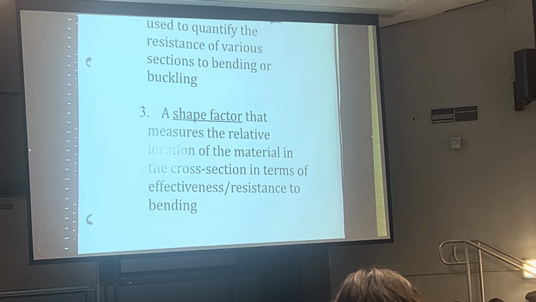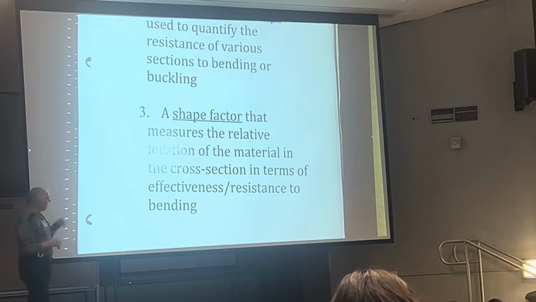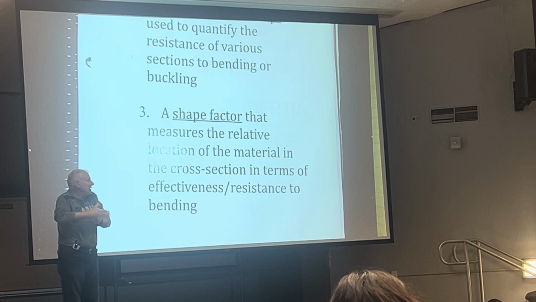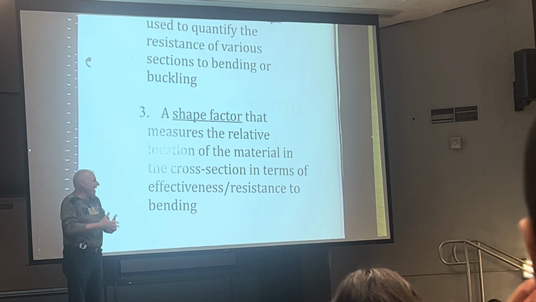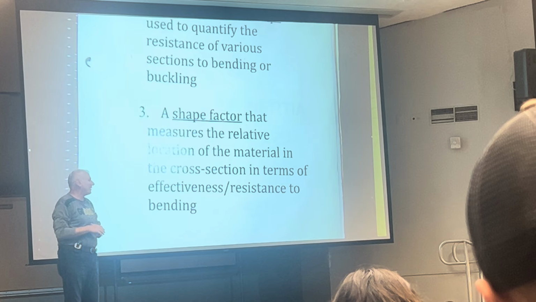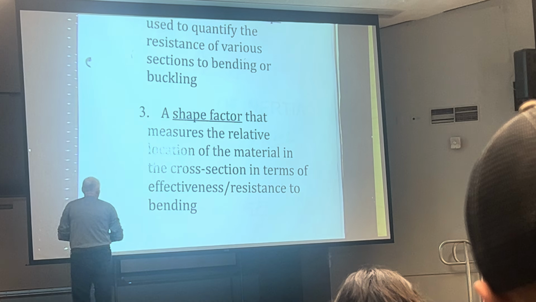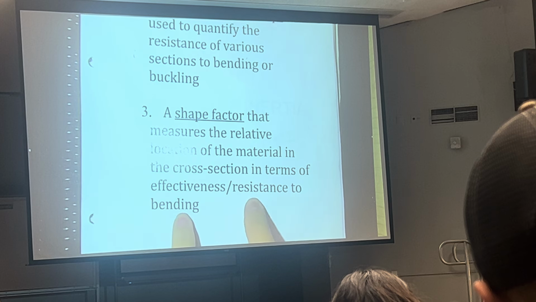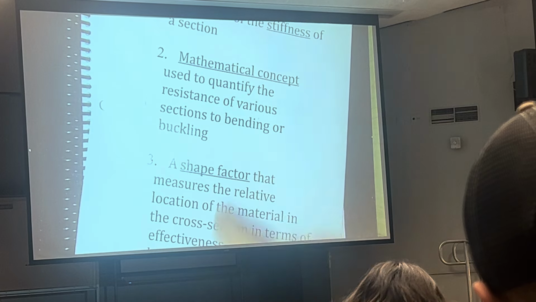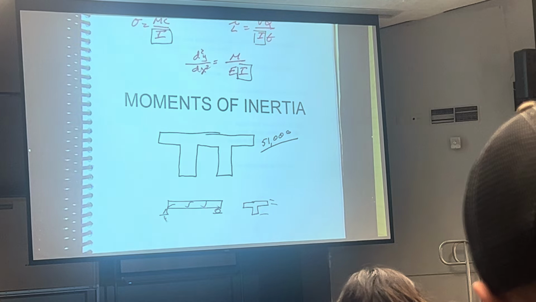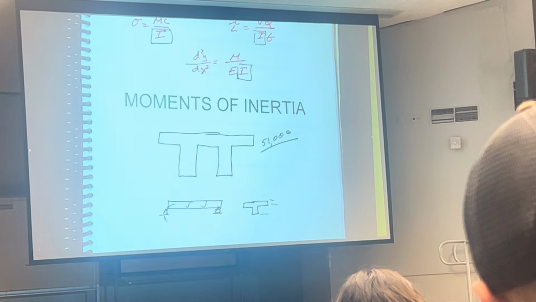Number three, a shape factor. And this one I like because it's a shape factor that measures the relative location of material. That's why you need to specify an axis, because the I is telling you how much material is surrounding that axis. Again, how effective is it in resisting bending? All three definitions say the same thing, just said differently. That's it. How do you calculate I? Simple.